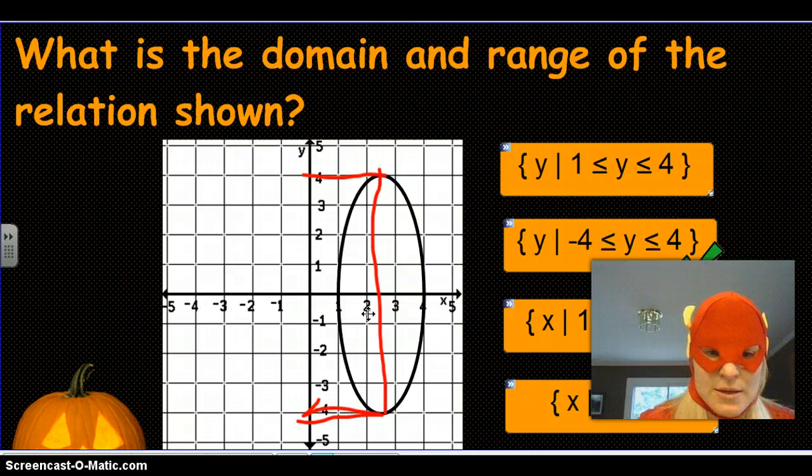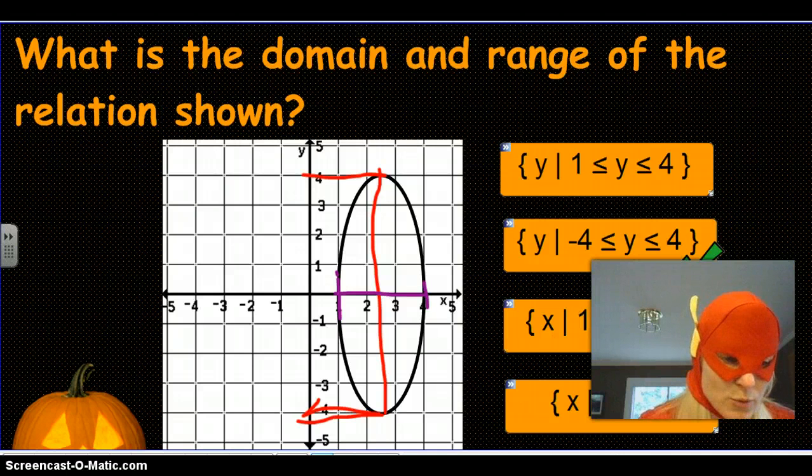So that's right. Now my domain is the x values, right? And my x values go from here to here. So the graph covers all the x's from here to here. So in this case, I would say my x values are between 1 and 4. So I would say x is greater than or equal to 1, but less than or equal to 4. So my domain should be here.